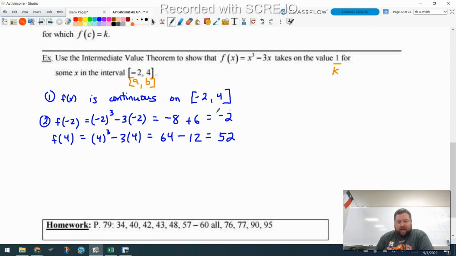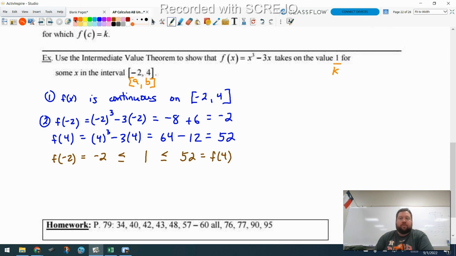I know -2 is my smallest number, so I'm starting with that, and that's equal to f of -2. So I'm going to say f of -2, which is equal to -2, is less than or equal to 1, which is the number they gave me in the problem, and 1 is less than or equal to 52, which is equal to f of 4. That's the key right there.